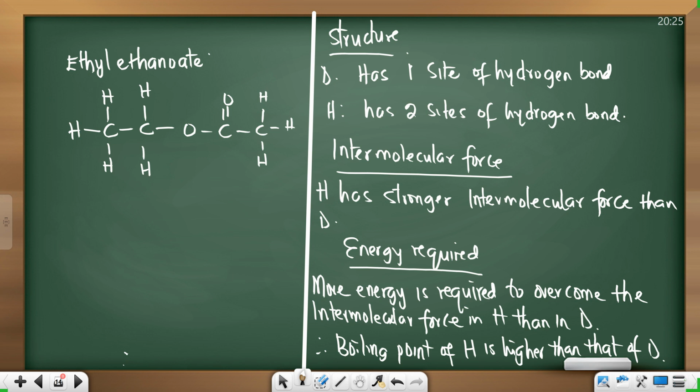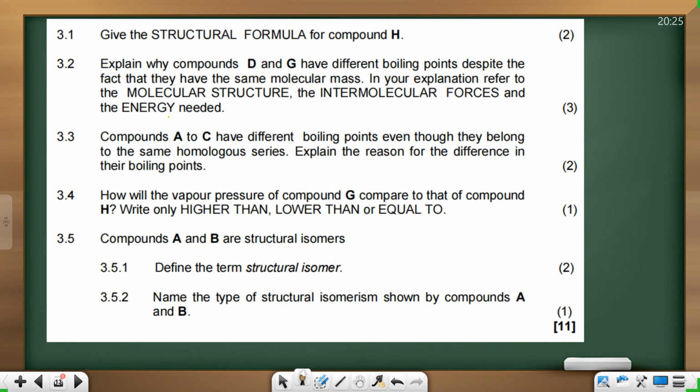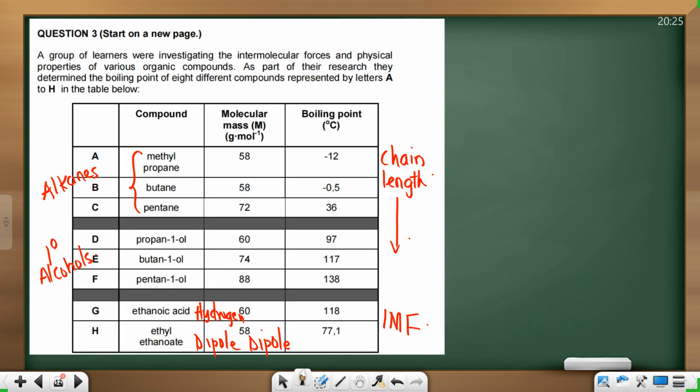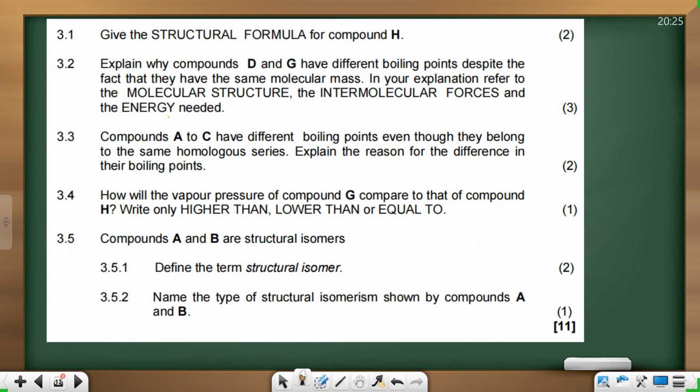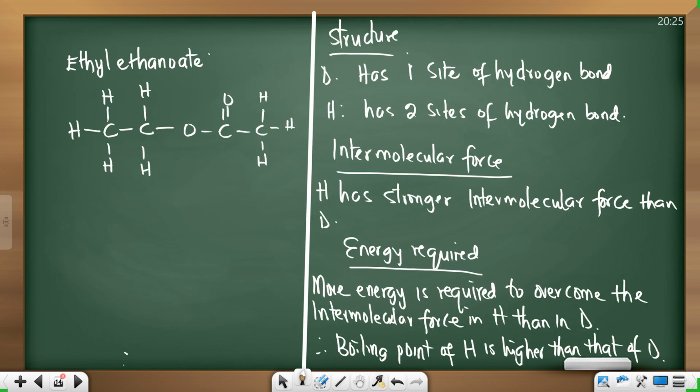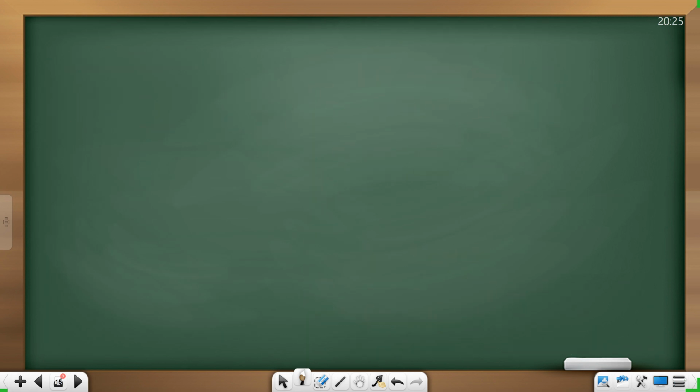Okay, great. Now let's answer the next question. Compare A to C. Compounds A to C have different boiling points, even though they belong to the same homologous series. Explain the reason for the difference in their boiling points. All right, we already answered that. We said chain length. But how do we write down our answer? I think how to write down the answer is actually more important.